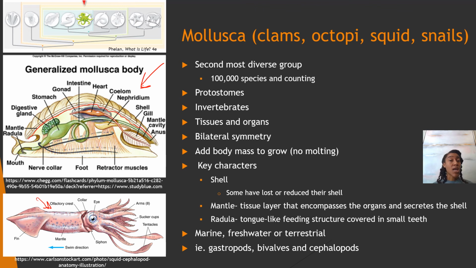Mollusks exhibit a lot of diversity. They can be marine, like we see in squids and octopi. They can be freshwater, and then they can also live in terrestrial environments like snails and slugs. And some examples are gastropods, which are your snails, and then you have your bivalves, and then you have your cephalopods, which we'll talk about each of those in the next couple slides.